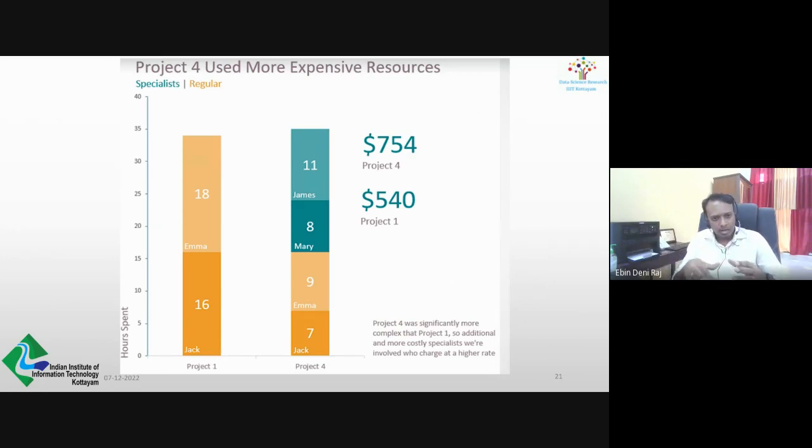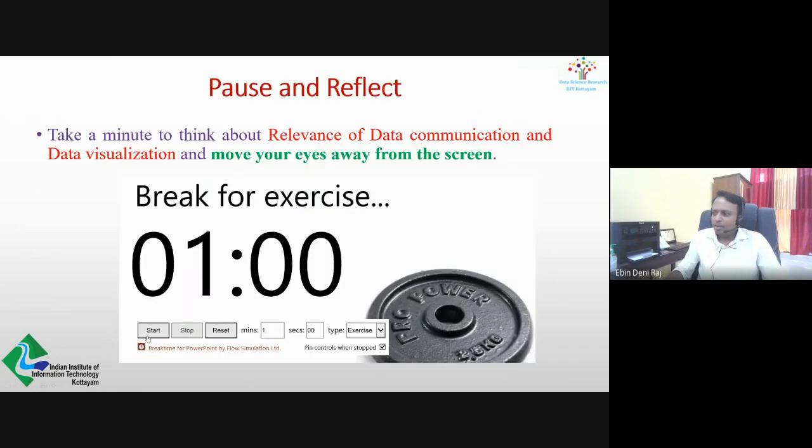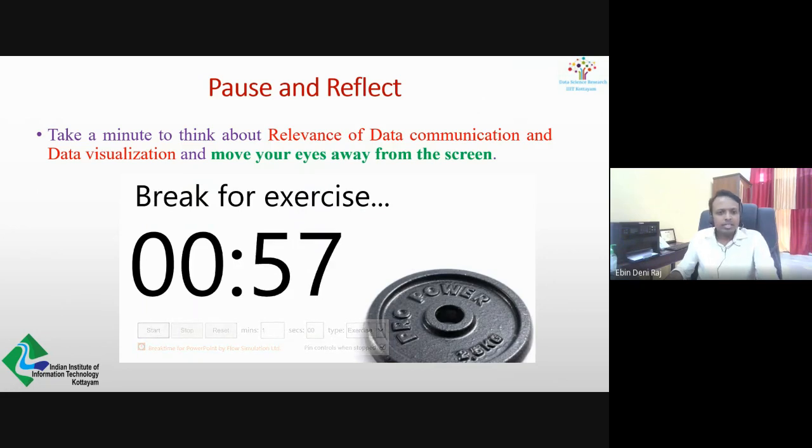So in the upcoming slides, we'll take a look at visual communication, and also how you tell a compelling narrative with graphics, so that you can use these tools when creating data communications, right? We'll take a very quick, short 1 minute break, so that you can just think about the relevance of data communication, and also about data visualization.